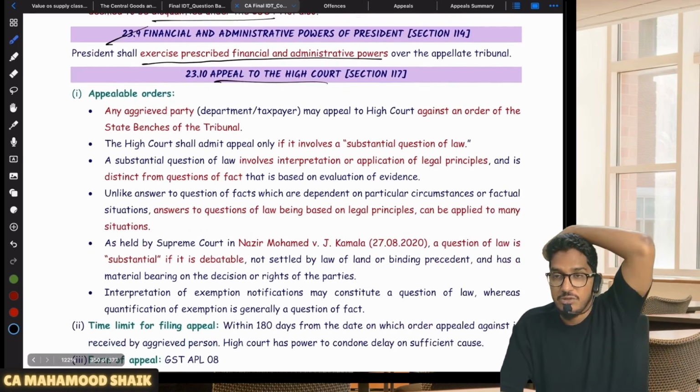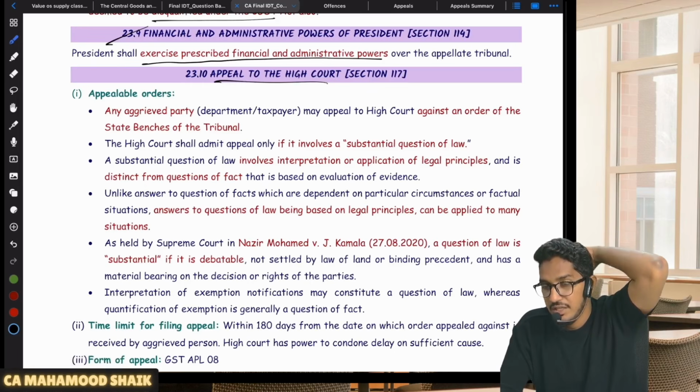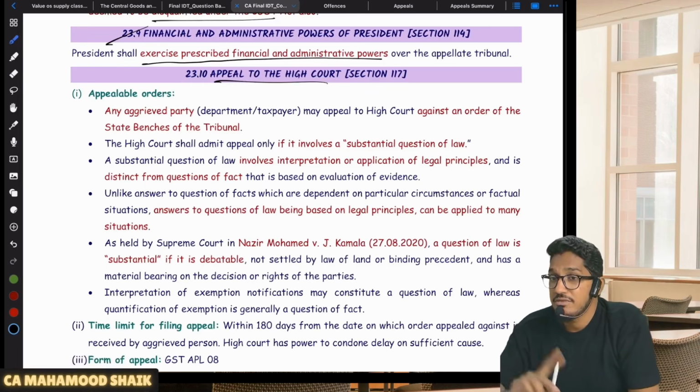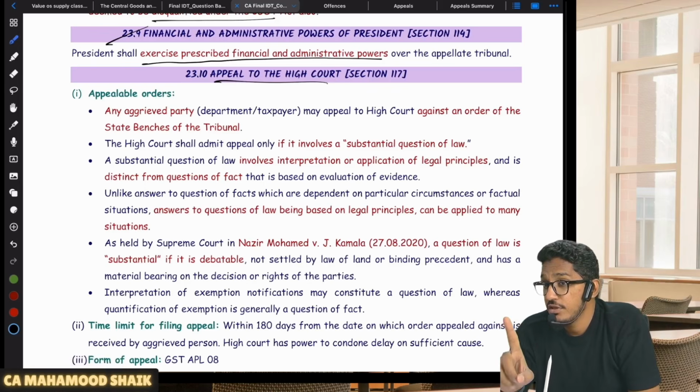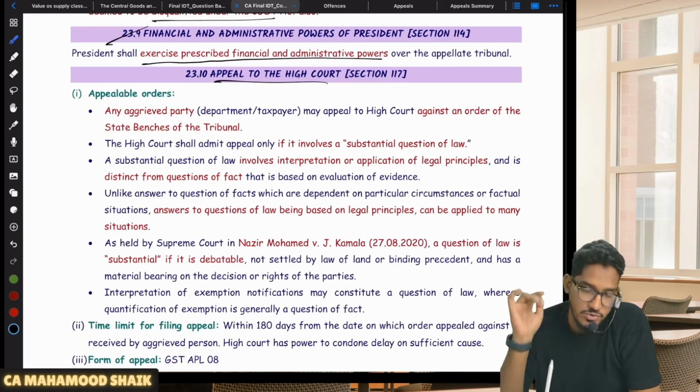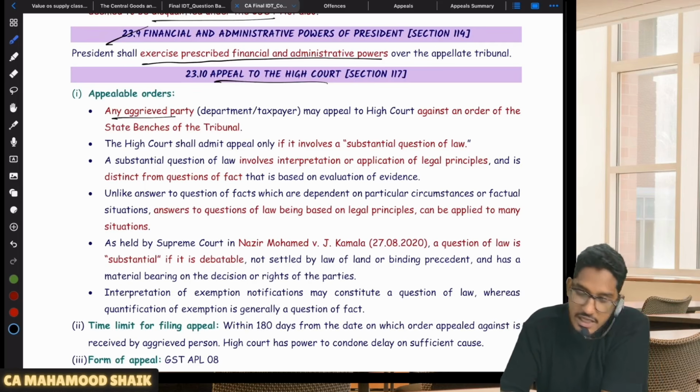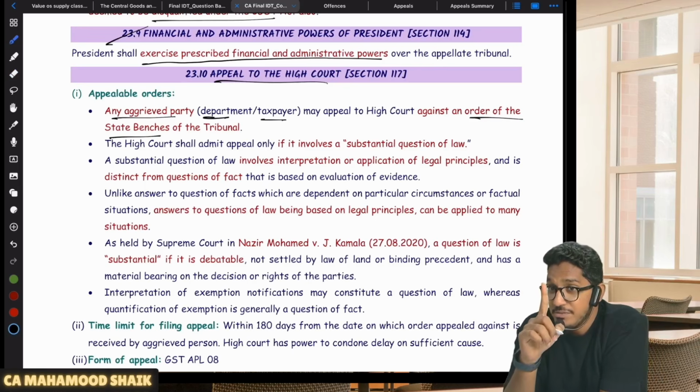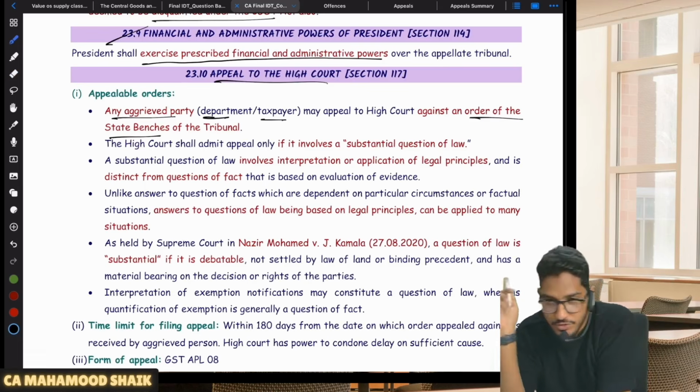Now comes the appeal to the High Court. As I have told, if you are aggrieved by the order of the appellate tribunal, then you can go to the High Court. But on what matters can they go to High Court? Question of law or question of fact? Only on a question of law can they approach the High Court. So any aggrieved party, either department or taxpayer, may appeal to High Court against an order of the state benches only. I told, if it is the principal bench, directly go to Supreme Court.